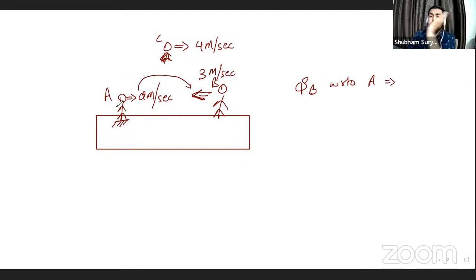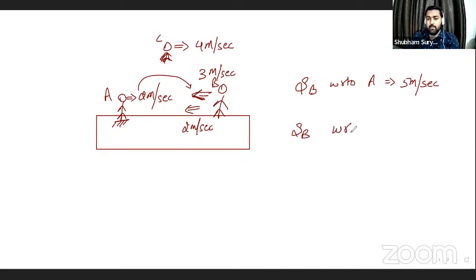A's speed was in the right direction, I will give it to B in the left direction, right? How much? 2 meters per second. So B was already moving towards the person A at 3 meters per second. It got 2 meters per second more, so 3 plus 2 is going to be equal to 5 meters per second, guys.